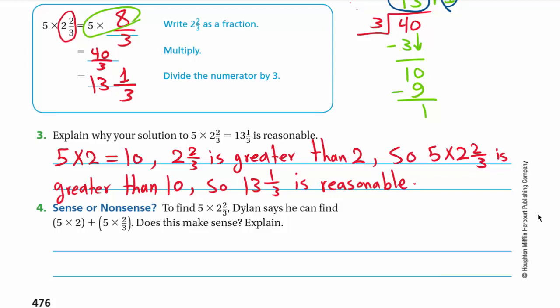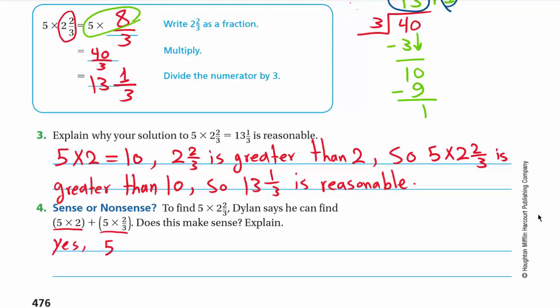Sense or nonsense? To find 5 multiplied by 2 and 2/3, Dylan says he can find 5 multiplied by 2 plus 5 multiplied by 2/3. Does this make sense? Explain. Okay, I'll say yes. Why?